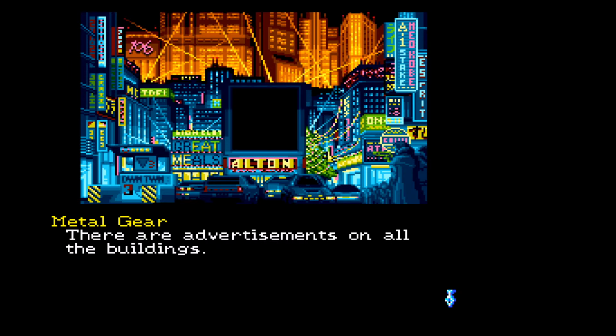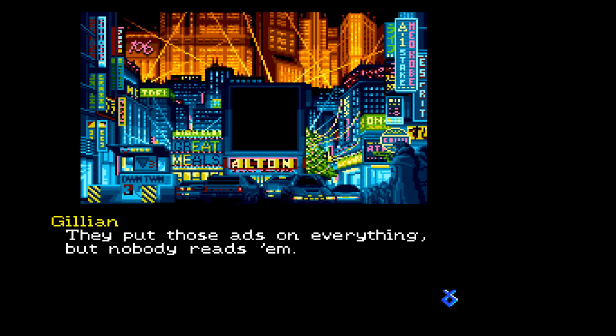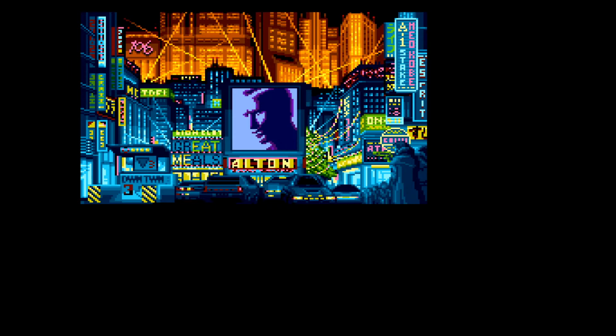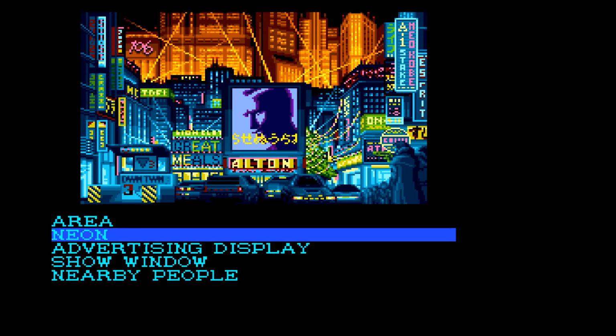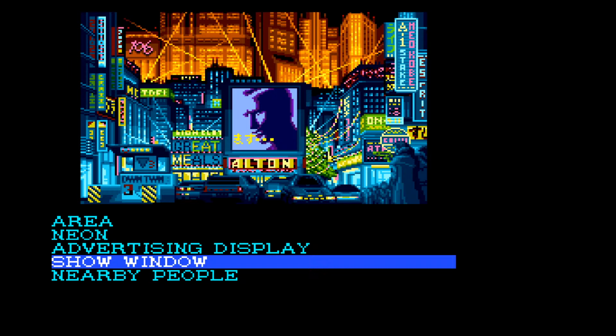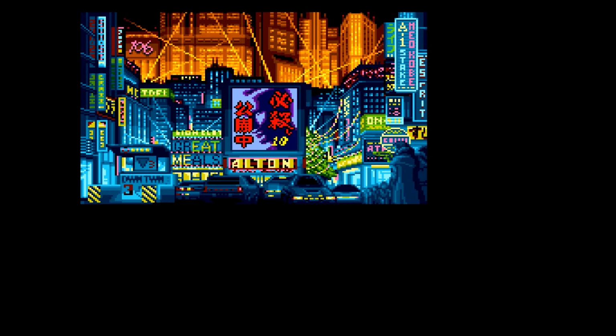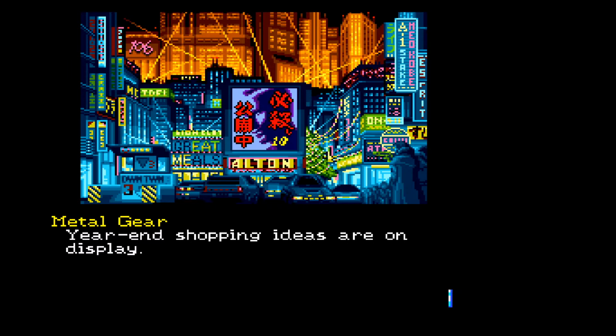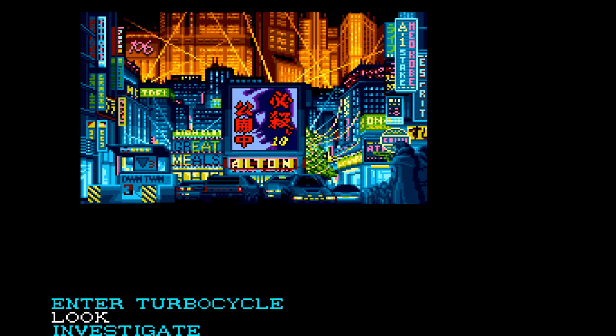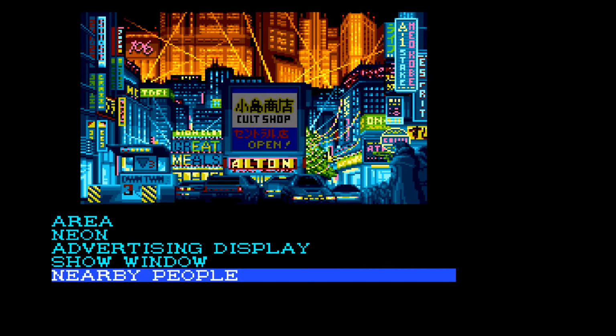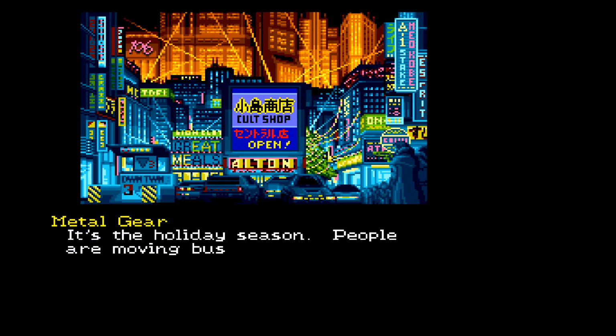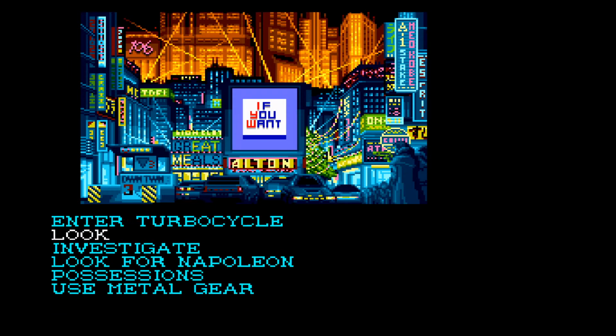There are advertisements on all the buildings. They put those ads on everything, but nobody reads them. Well, nobody reads them, but they enter your subconscious whether you think about it or not. Year-end shopping ideas are on display. It's the holiday season. People are moving busily here and there.